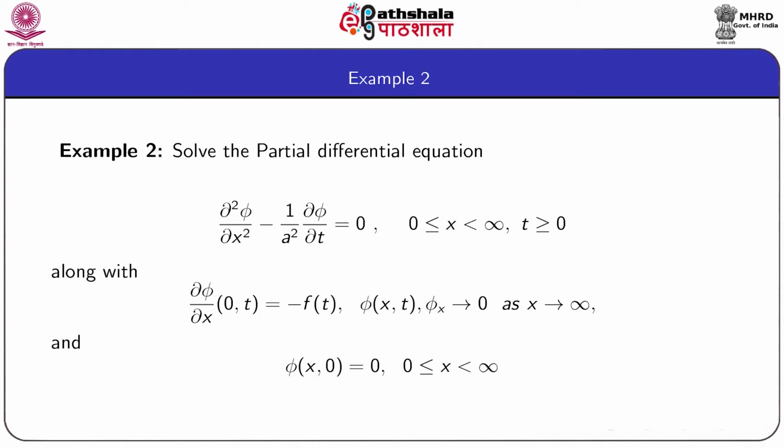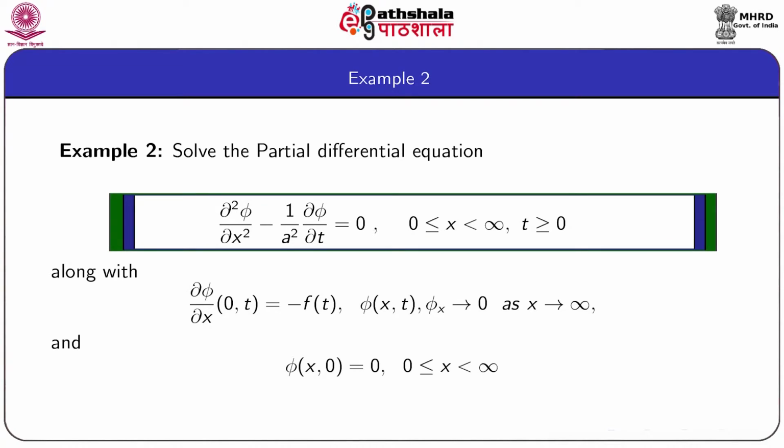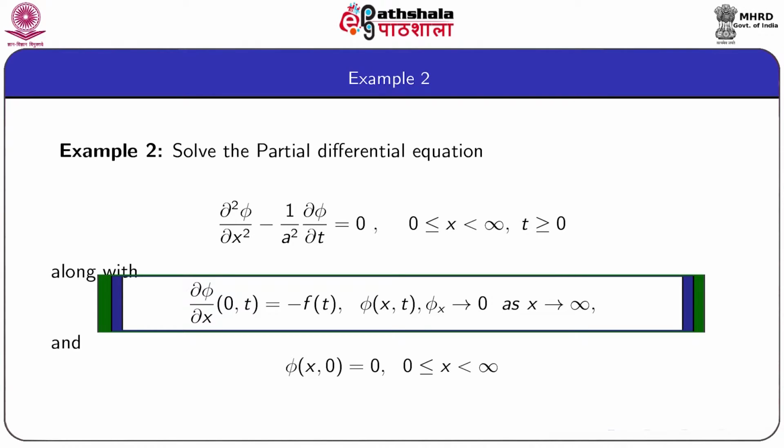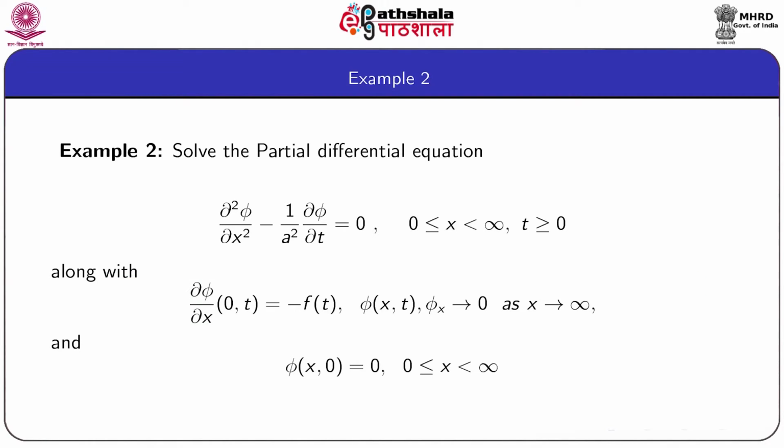Solve the partial differential equation del 2 phi del x2 minus 1 by a square del phi del t equal to 0, where a square is a constant, x ranges from 0 to infinity and t is greater than or equal to 0, along with the conditions del phi del x at x equal to 0 is minus ft, and phi xt, del phi del x tend to 0 as x tends to infinity, and phi at t equal to 0 is 0 for all x in the range 0 to infinity.